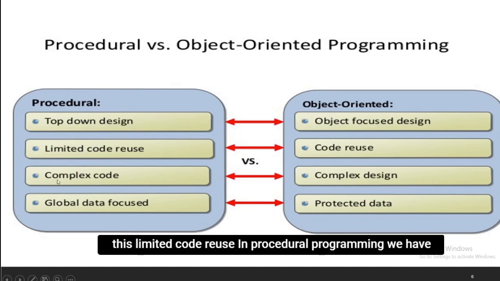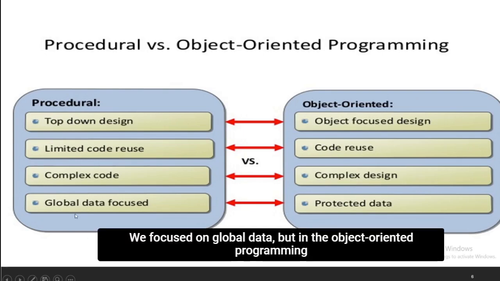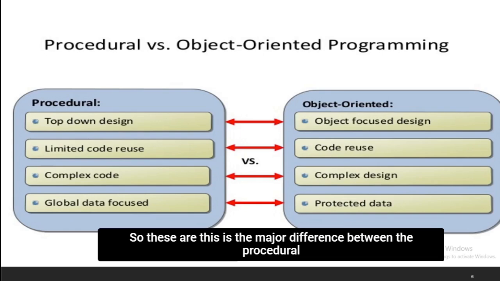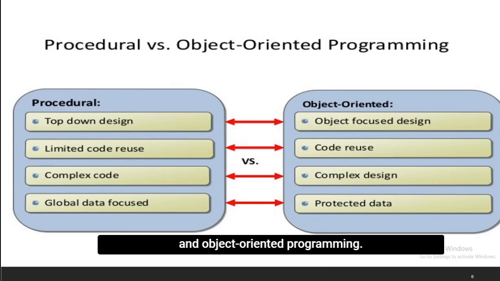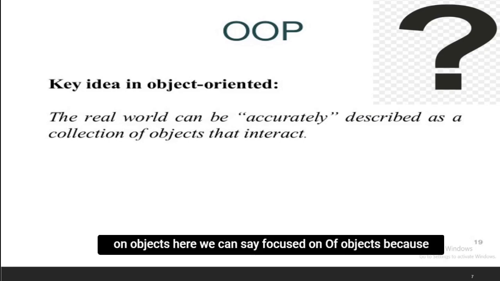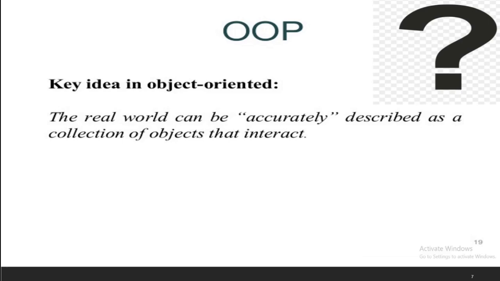In procedural programming we have a complex code, but in object oriented programming we have a complex design. In procedural, we focus on global data, but in object-oriented programming, we focus on protected data. So this is the major difference between procedural and object-oriented programming. The key idea is very simple. Object-oriented programming focuses on objects, we can say a collection of objects, because with the help of objects we can easily interact with methods.